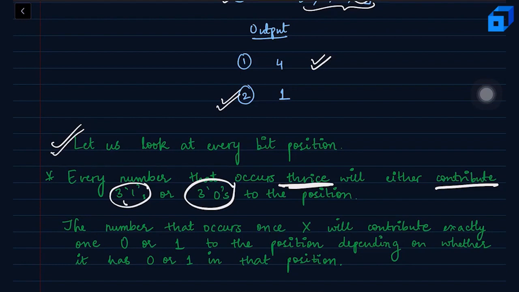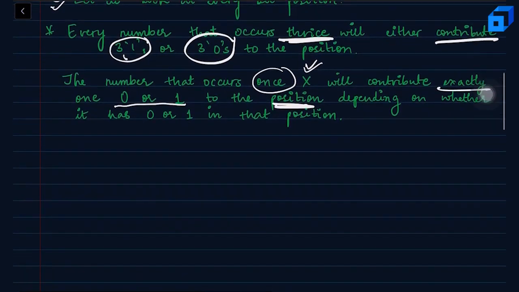Also, the number that appears once, let's say that number is x, will contribute exactly 1 zero or 1 one to that particular position, depending on whether it has 0 or 1 in that position, right? So let's take an example to understand this. Let's say the array elements are 4, 4, 4 and 2.